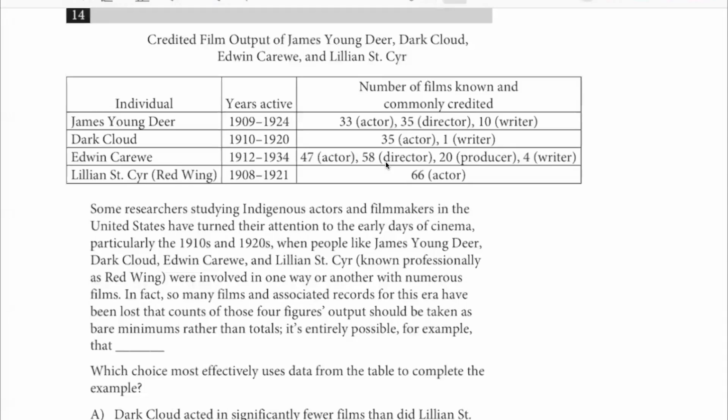All right, let's take a look at a table question. Can they be difficult or intimidating? Perhaps, but let's get to the essence of it, and it'll be a lot easier than you think. Here we go. All right, what do we have here? Effectively uses data from the table to complete the example.